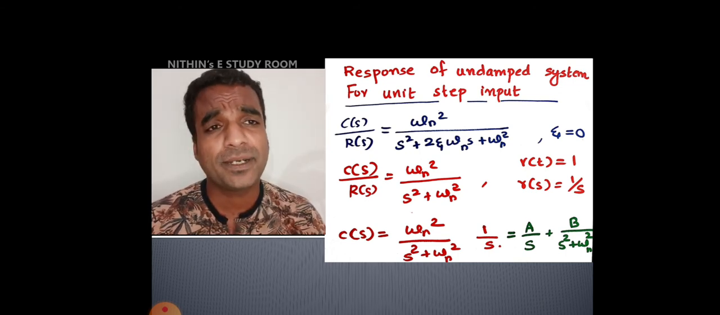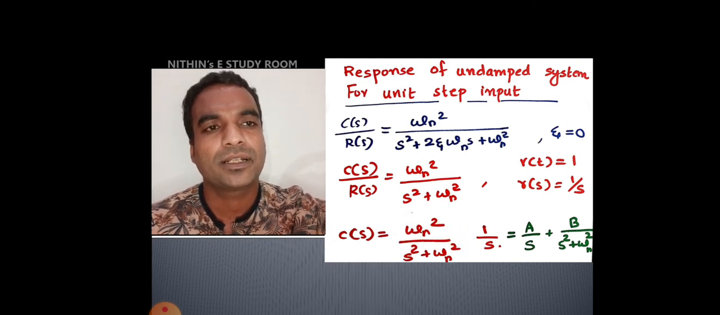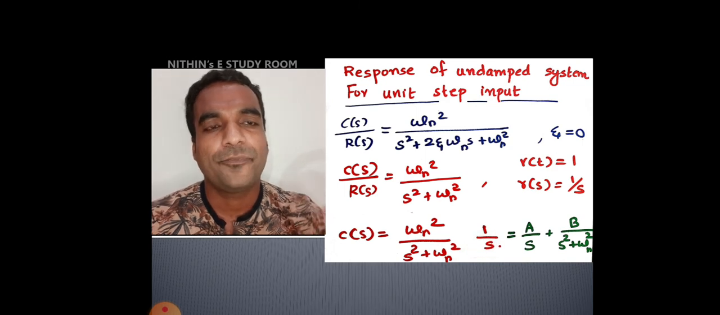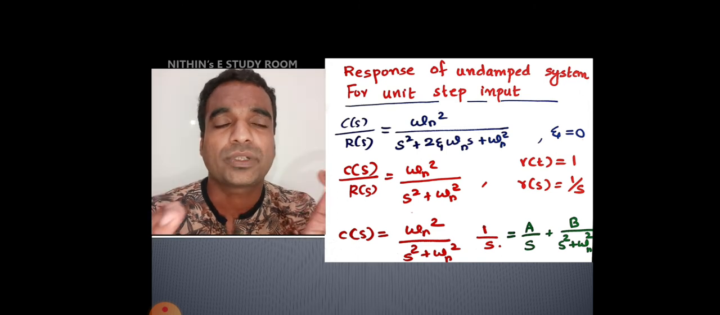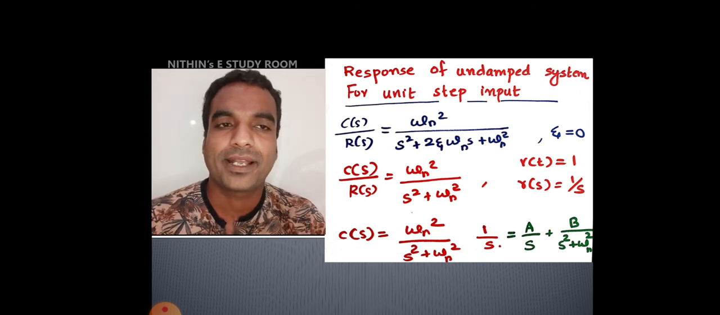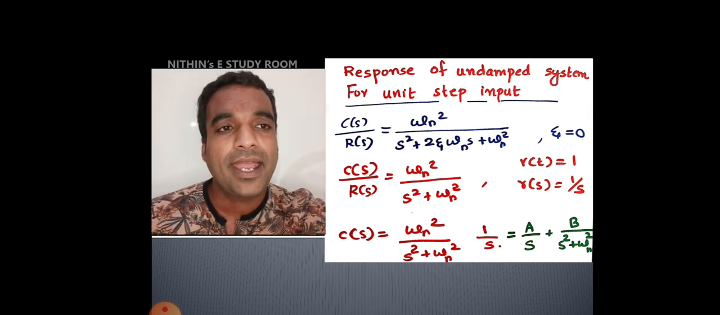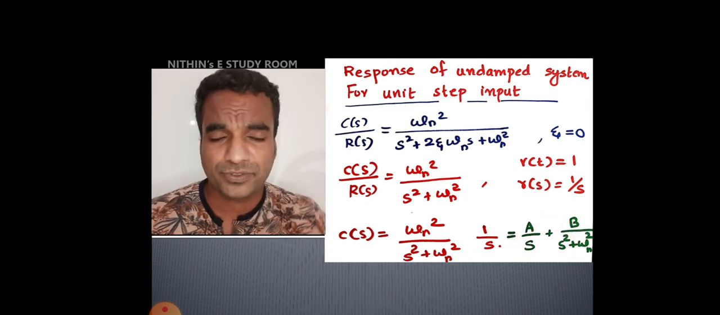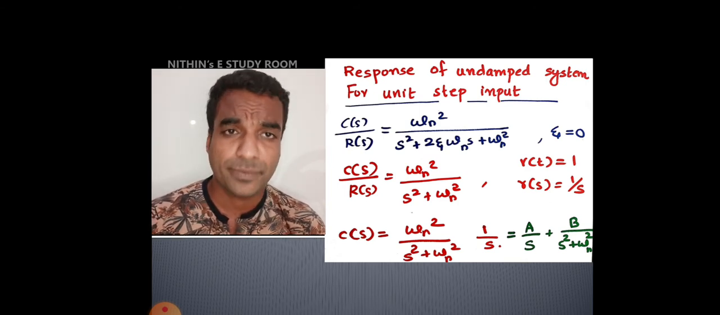So C of s is nothing but the plant transfer function into R of s. You have to cross multiply these things, that is, the plant transfer function into R of s, which is 1 by s. Now I am going to do partial fraction. There are two terms in the denominator, one is s square plus omega n square and the other one is s. So I am splitting into a by s plus b by s square plus omega n square.